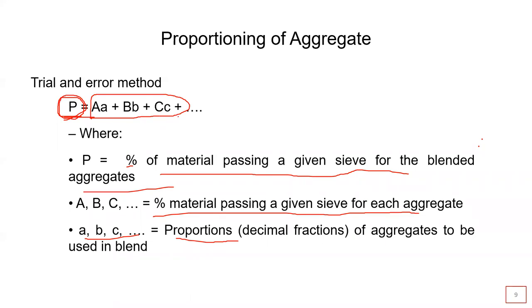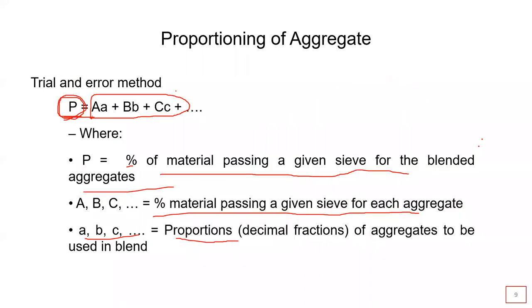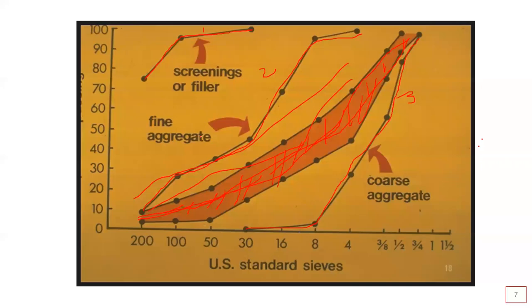And small a, b, c will be the percentages you obtain after solving with the triangular chart method or the Rothfuss technique. Then you will have one particular answer, and you check whether that answer is lying between your 52 to 72 or not. If it lies, then it's okay.